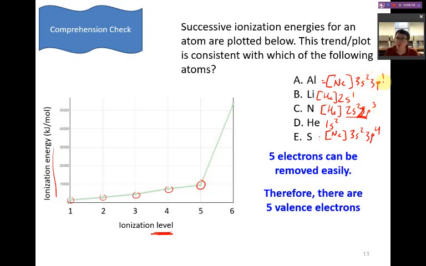If we were to look at the number of valence electrons, aluminum has 3, lithium has 1, nitrogen has 5, helium has 2, sulfur has 6. Therefore, our answer is nitrogen.